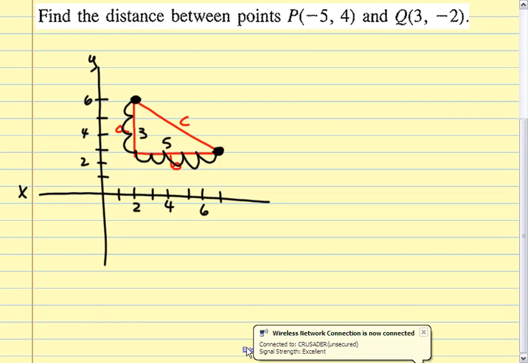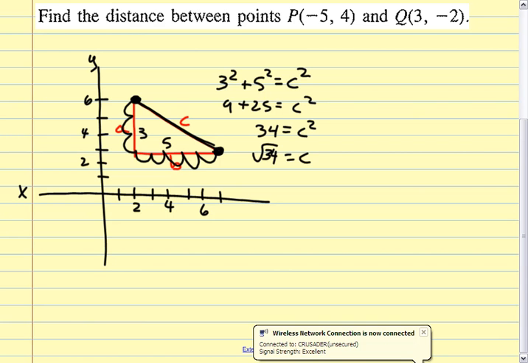So using that, I can find out how long this side is. It's 3 squared plus 5 squared is equal to c squared. 9 plus 25 is equal to c squared. 34 is equal to c squared. So c equals the square root of 34. And just because I know, you can't simplify that. So the length of this line is the square root of 34, which is a little less than 6.